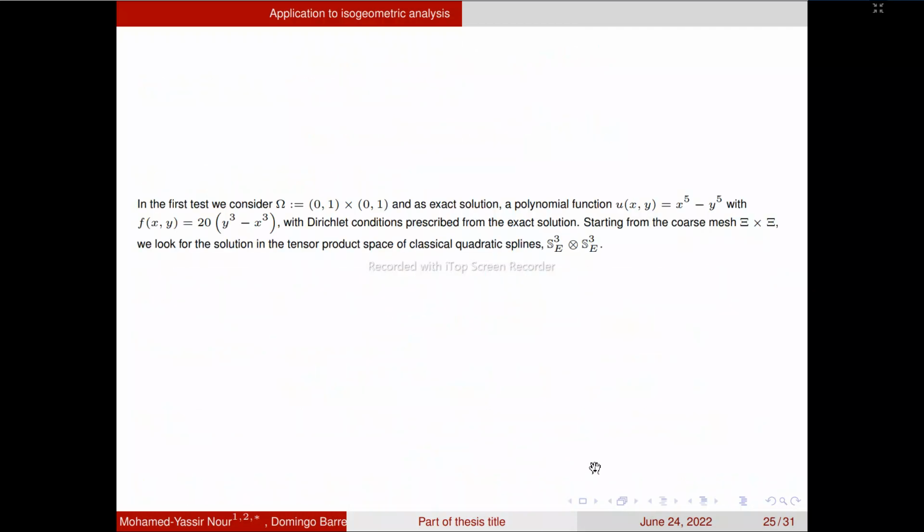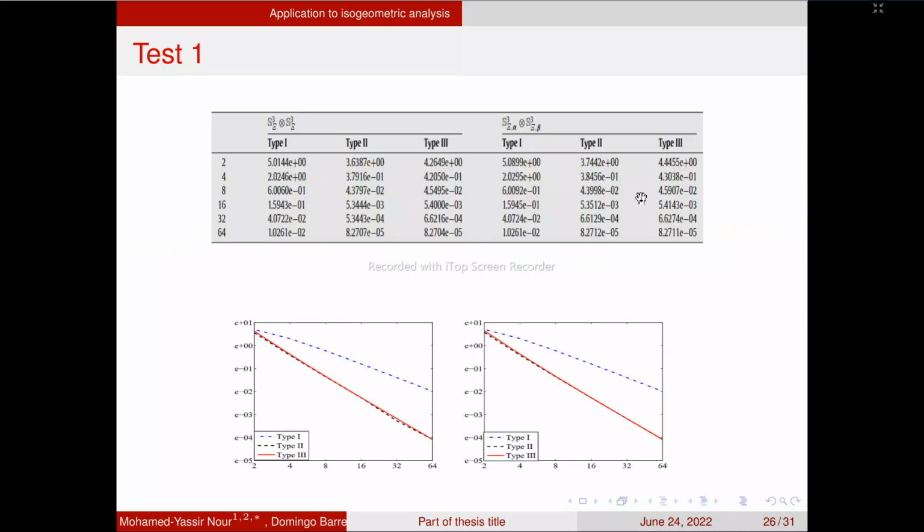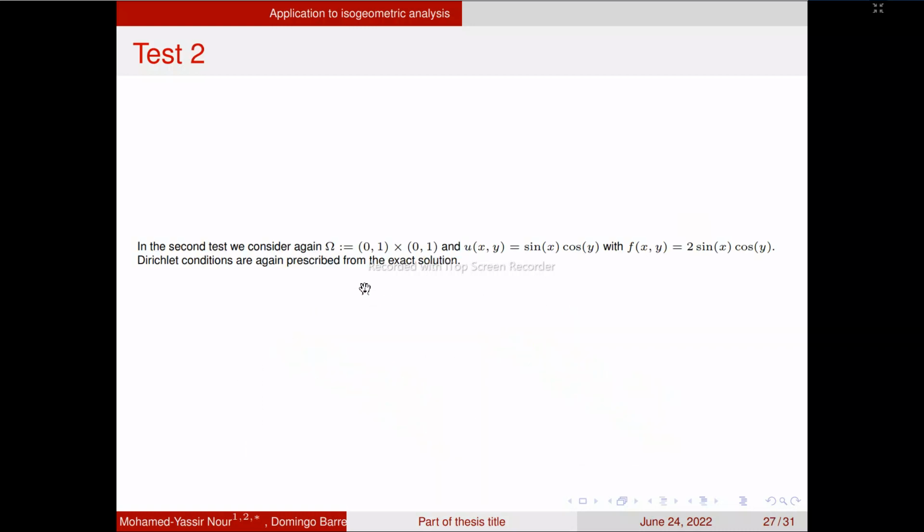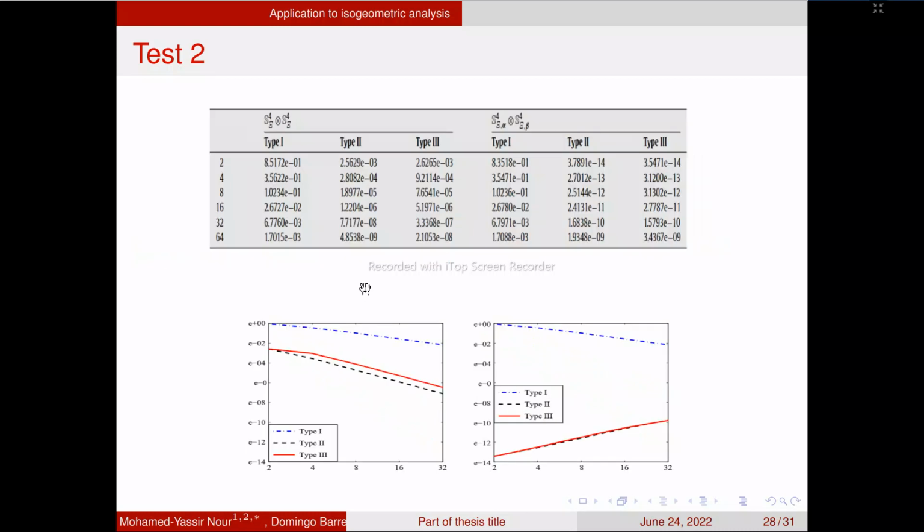As just an example, for the first test, omega is like that with the solution function, and we found this solution. We always find that type 3, which means the quasi-interpolant without choosing the averaging of all knots, is good. The same thing for the second test, we found the same thing.